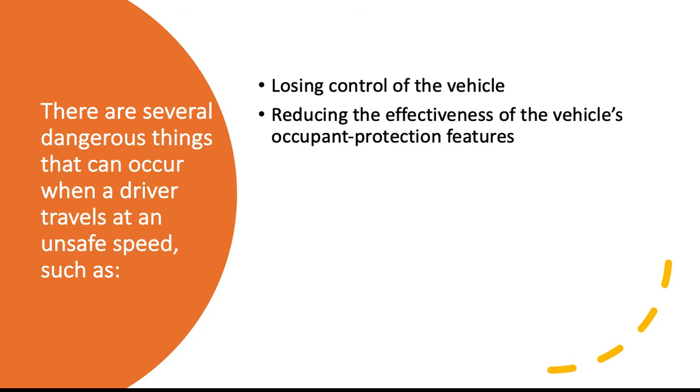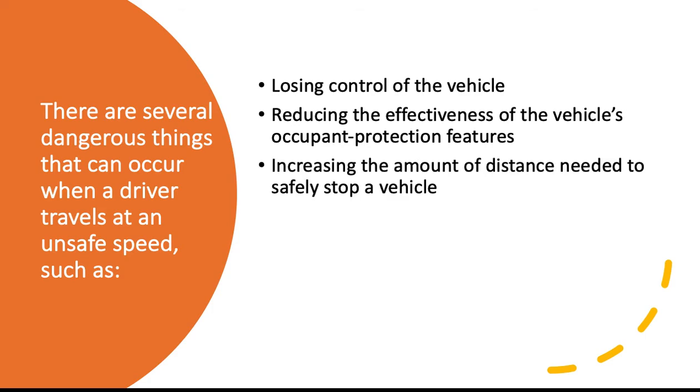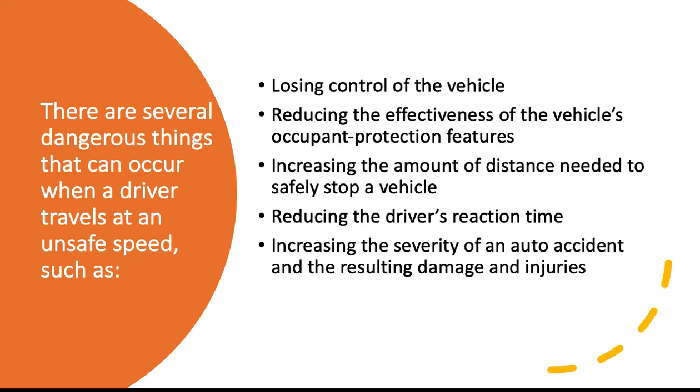There are several dangerous things that can occur when a driver travels at an unsafe speed, such as losing control of the vehicle, reducing the effectiveness of the vehicle's occupant protection features, increasing the amount of distance needed to safely stop a vehicle, reducing the driver's reaction time, increasing the severity of an auto accident and the resulting damage and injuries.